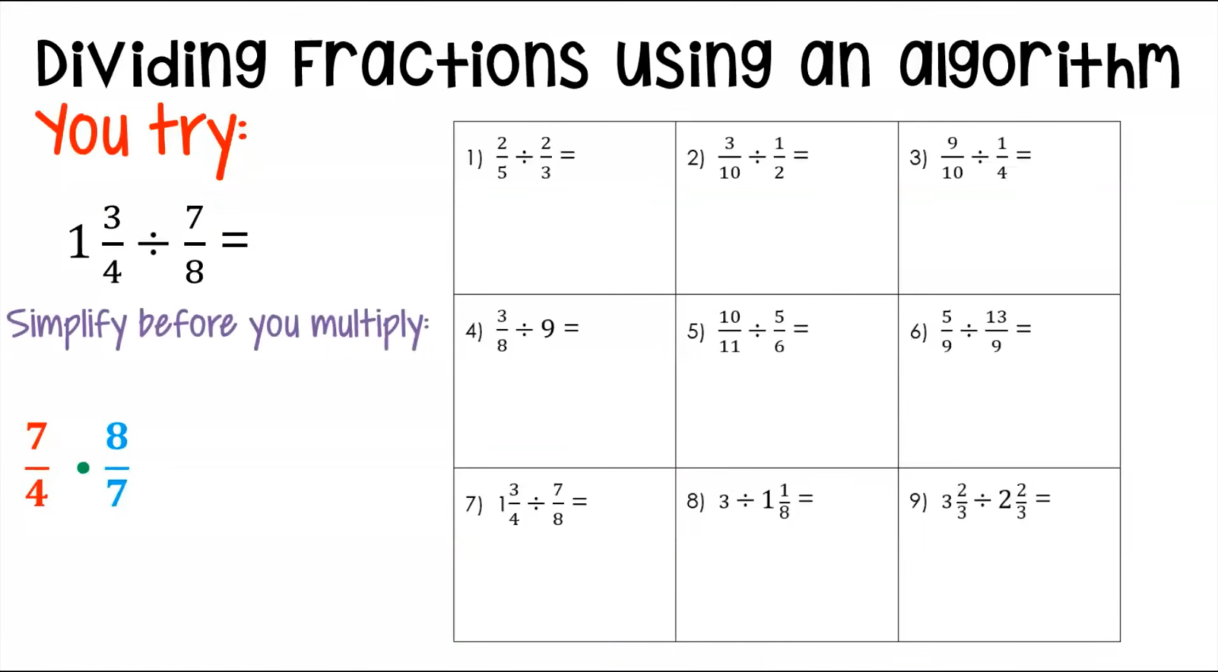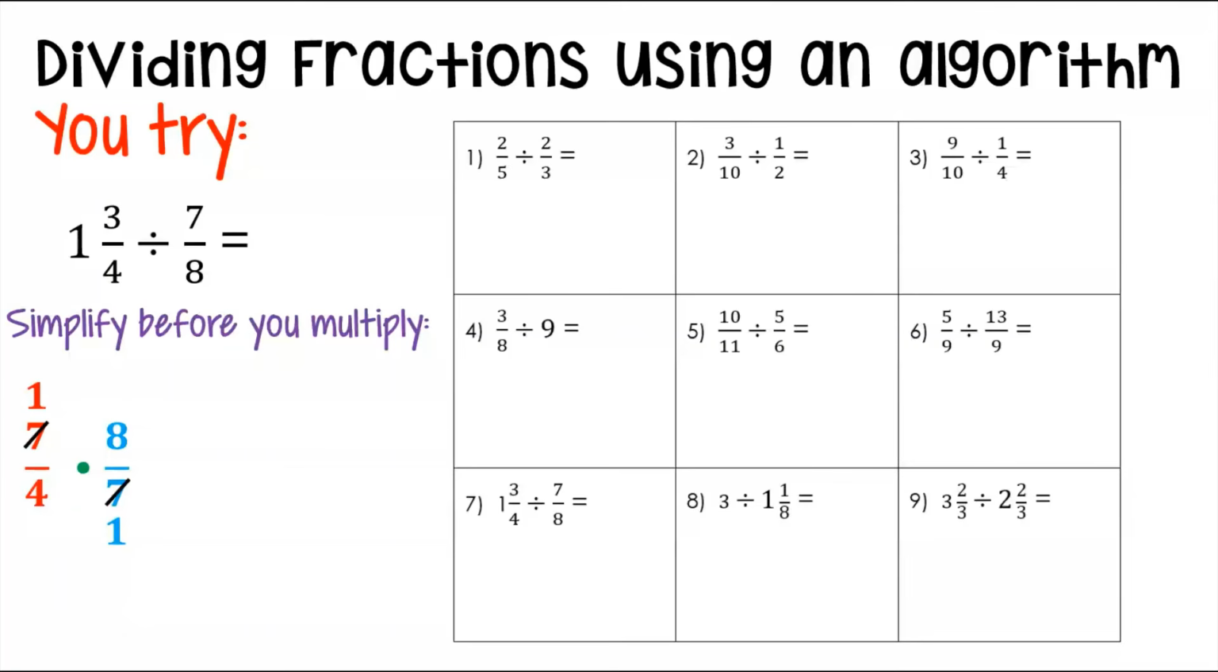Now, we can simplify before we multiply. If you look, there's a couple of common factors that we can see in the numerators and the denominators. Let's start with the 7s. There happens to be a 7 in both the top and the bottom. If we divide by 7 on top, we get a 1. If we divide by 7 on the bottom, we also get a 1.